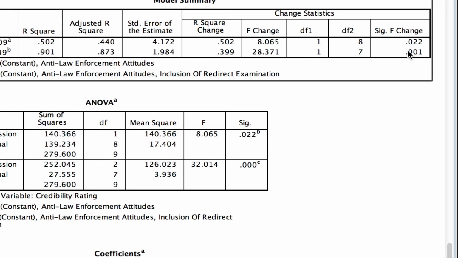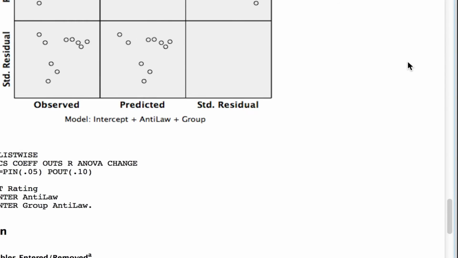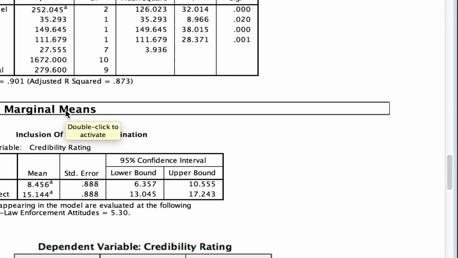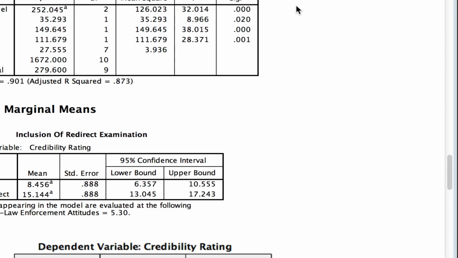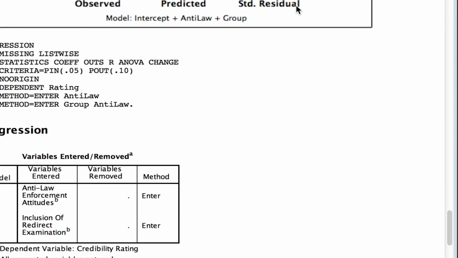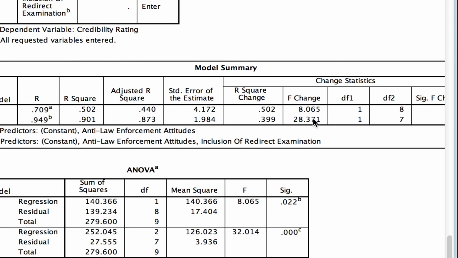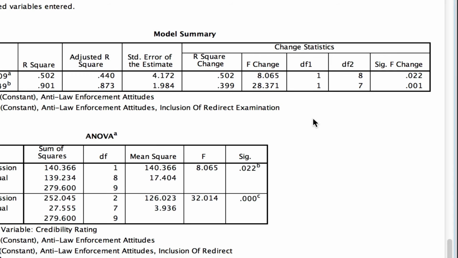And let's go back and look at our individual ANCOVA. We see that this 28.371 is the same 28.371 that we see here. So this is all our effectiveness testing is. Can our effect explain more variance above and beyond the covariate?